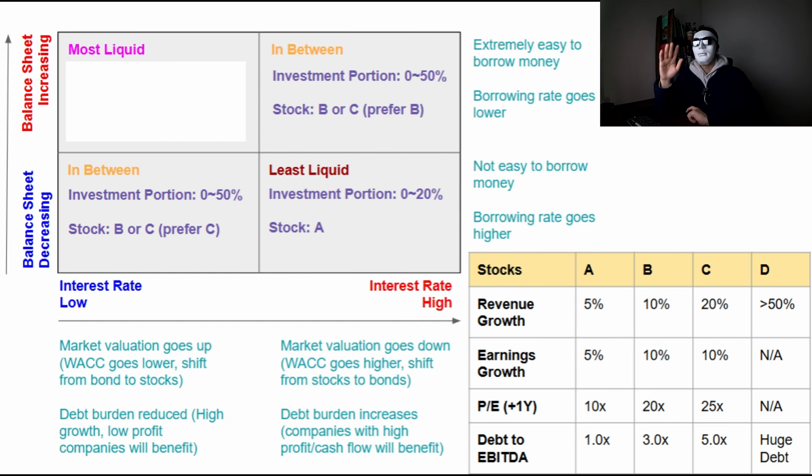And also, while the price-to-earnings ratio is somewhat high, it is not as high as Company C's, so the impact from the WACC going higher would be relatively controlled.